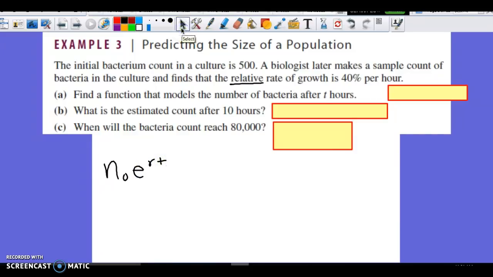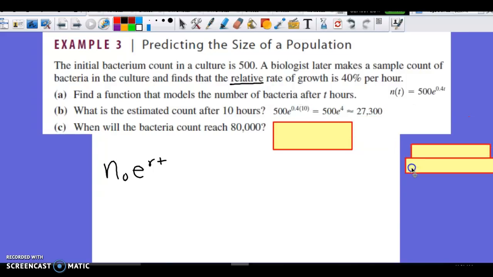So looking through this word problem, I've got the initial amount I'm starting with, that's my 500. I've got a rate, so my R is 40%, move the decimal over 2 places. So if I want to find the equation that represents that, all I have to do is plug in my initial amount and my rate. E is just E, and the time is going to change. So in part B, all you have to do is plug in 10 and work it out.